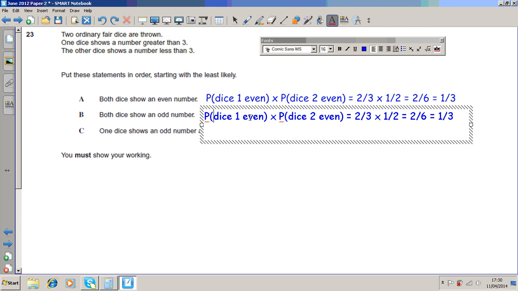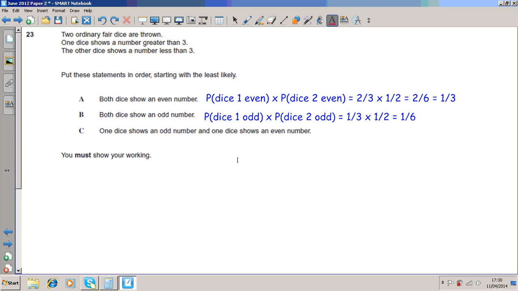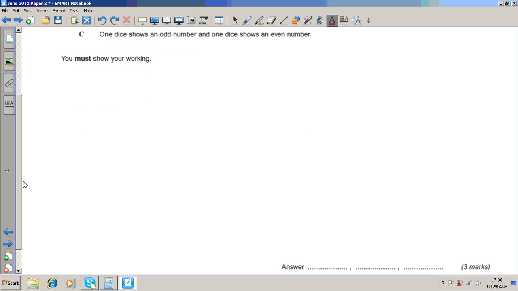Right, probably both dice show an odd number, so dice 1 being odd, dice 2 being odd. Now dice 1, we've got the numbers 4, 5 and 6, only 1 out of the 3 are odd, and we've got 1 and 2, so 1 out of the 2, or half of them, are odd. Now times them, 1 times 1 is 1, 2 times 3 is 6, so probability that is 1 out of 6.